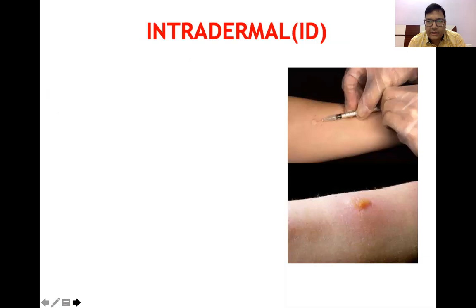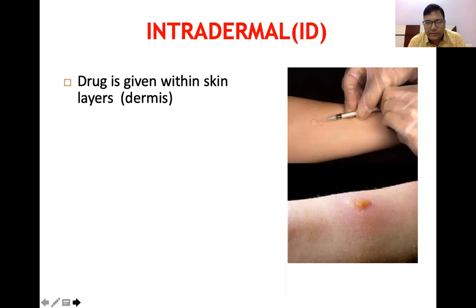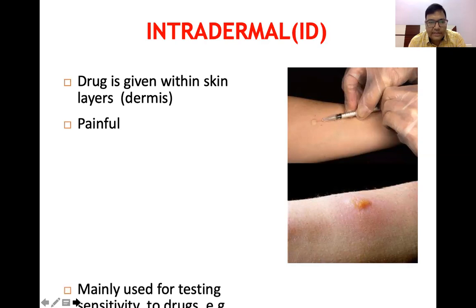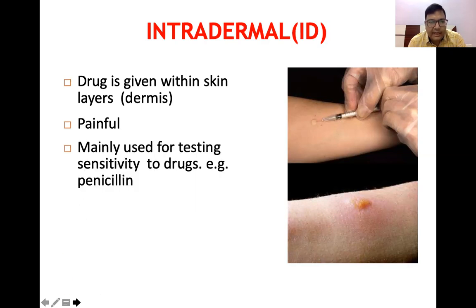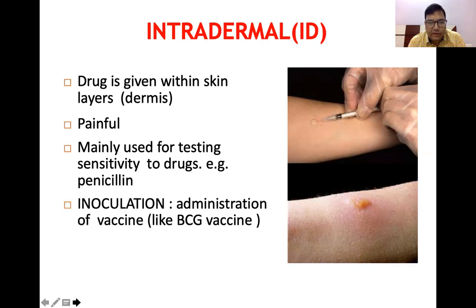Coming to the intradermal route, it is very commonly used for hypersensitivity testing and for inoculation of the BCG vaccine, where in the intradermal route, the drug is given within the skin layers, the dermis. It is a painful procedure. There is bleb formation, and it is mainly used for hypersensitivity testing, such as for penicillin, or for administration of the BCG vaccine.